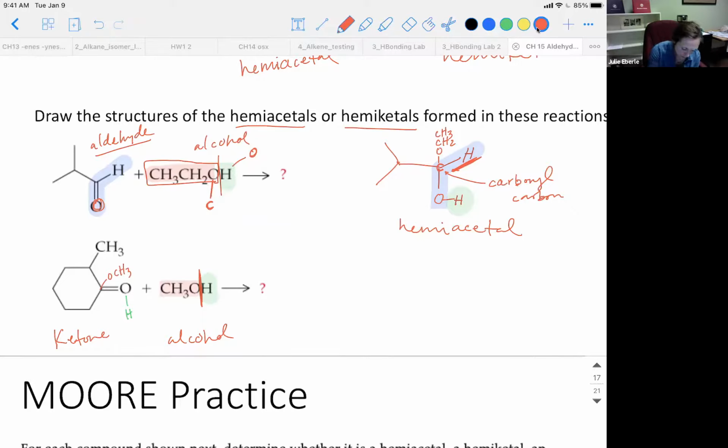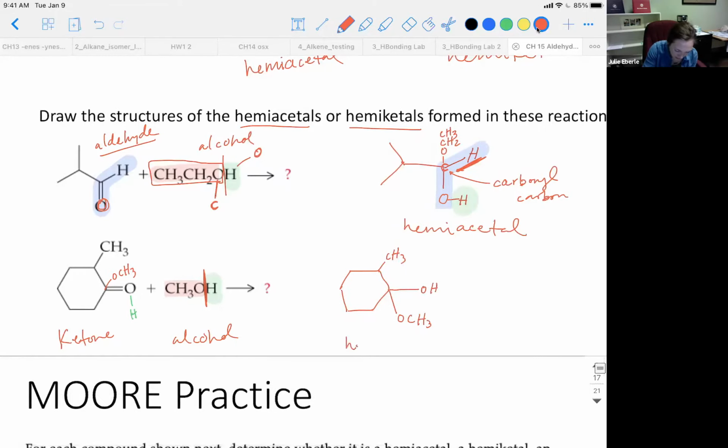So now let's redraw our product. Draw the ring structure. And then we make this a single bond. And we have an OH, that's the alcohol-like group, but now we also have an ether-like group bonded to the same carbon, and that's the OCH3. And because our starting material was a ketone, this is a hemiketal.